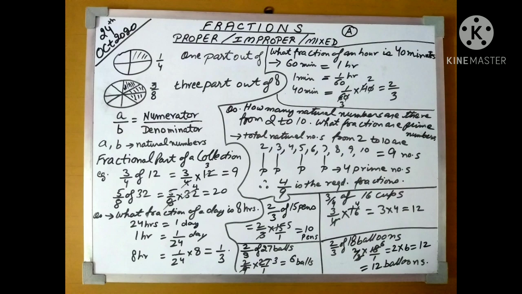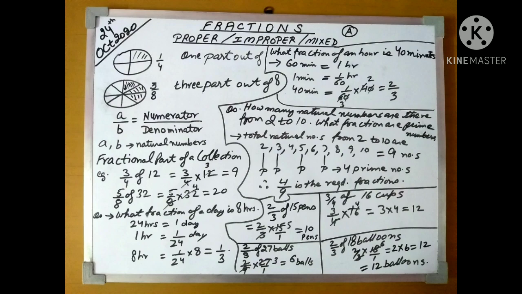Same way, if somebody asks me what fraction of an hour is 40 minutes, I'll solve it like this: 60 minutes is equal to 1 hour, 1 minute is equal to 1 by 60 hour, and 40 minutes is equal to 1 by 60 into 40, which comes out to be 2 by 3. That means 40 minutes is 2/3 of an hour.